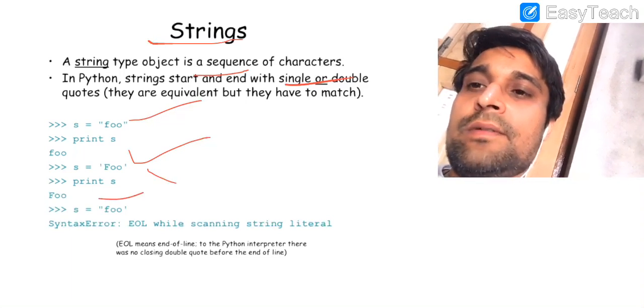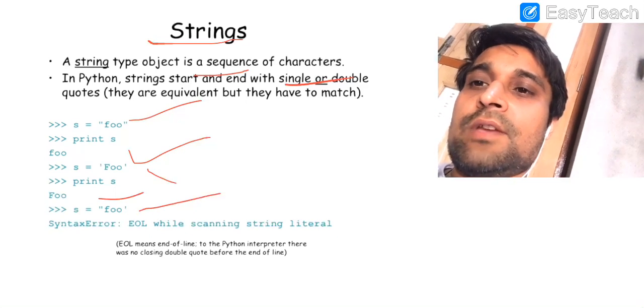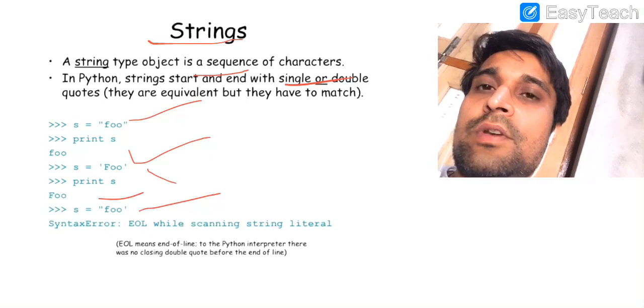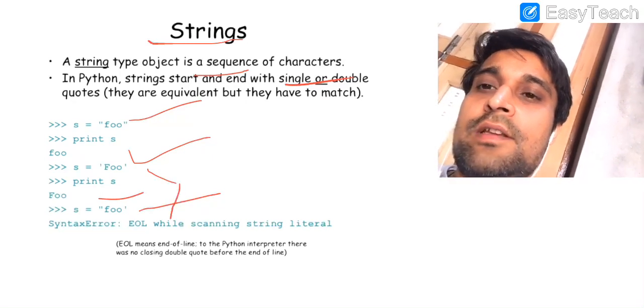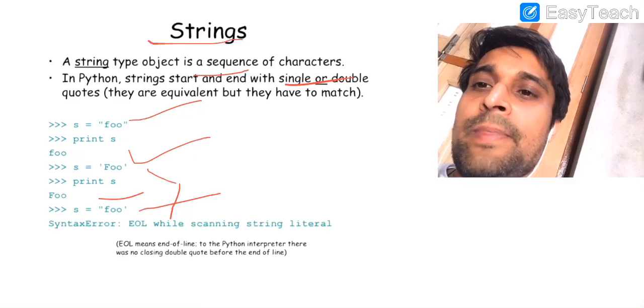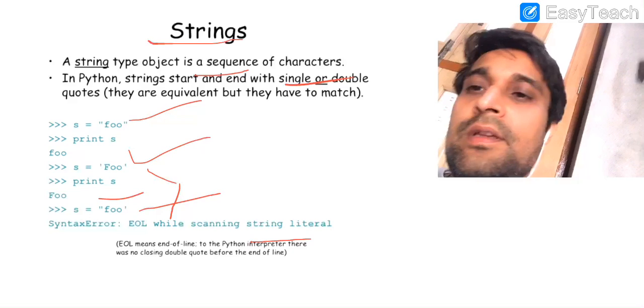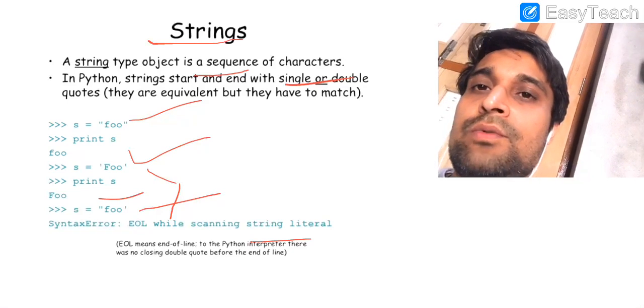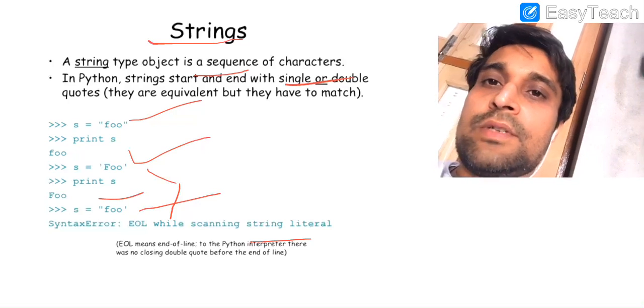Thereafter we are using another example, s is equal to foo, where at the start we are using double quotes and at the end we are using single quotes. So it is not syntactically correct. We will get the error EOL while scanning string literal. EOL means end of the line. It means whatever symbol you use to start the string, you must also use the same character at the end of the string.